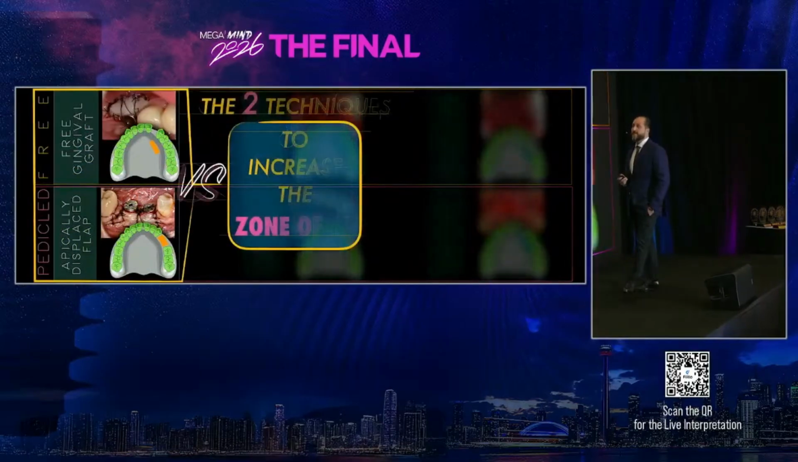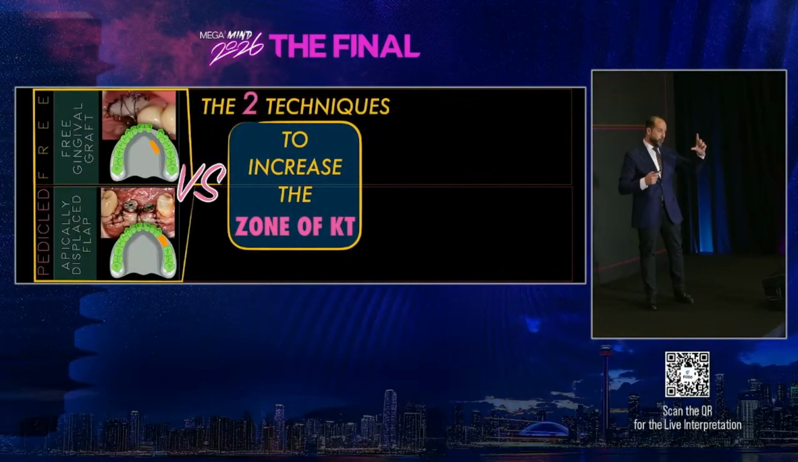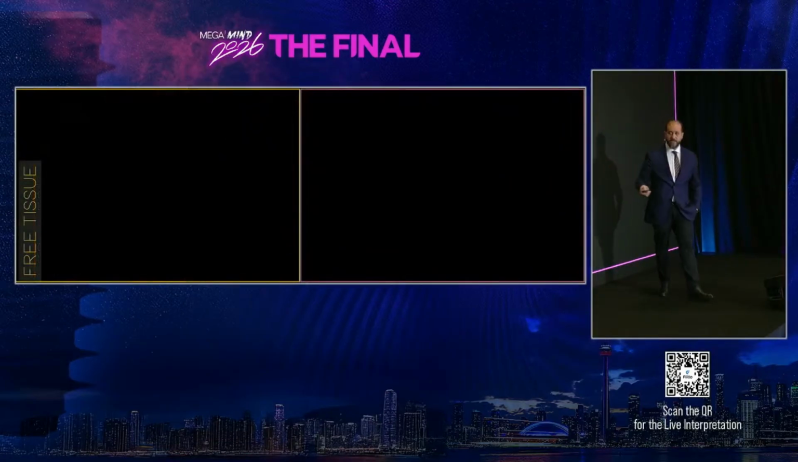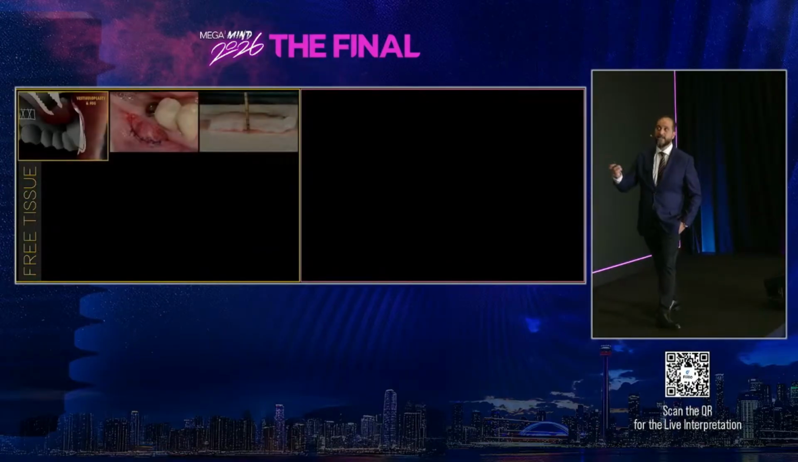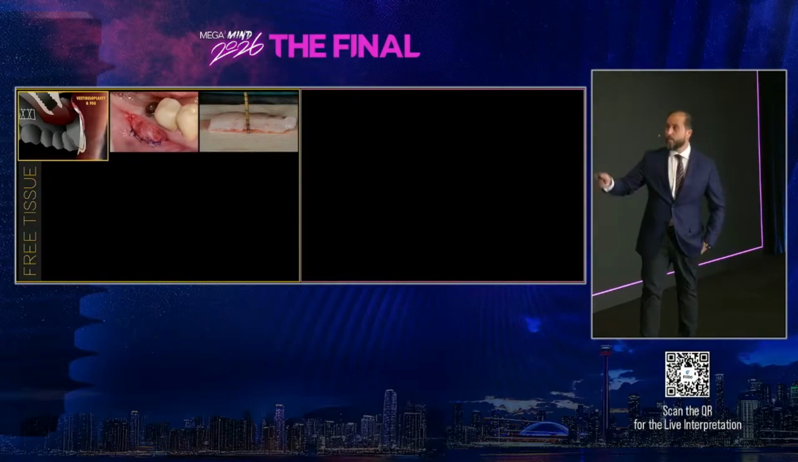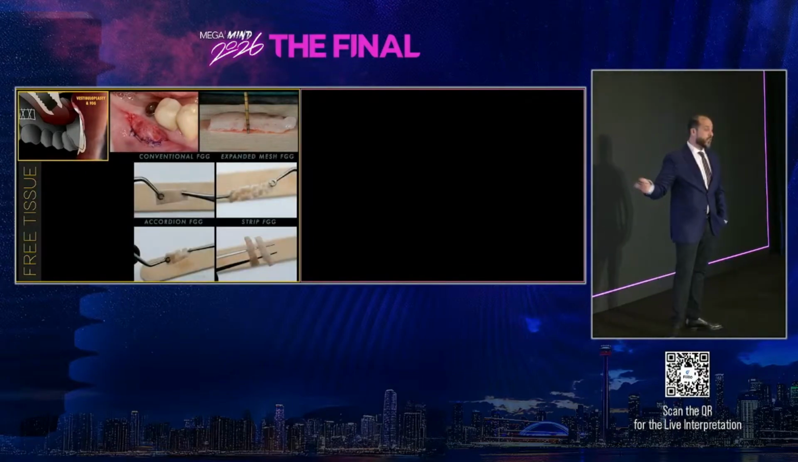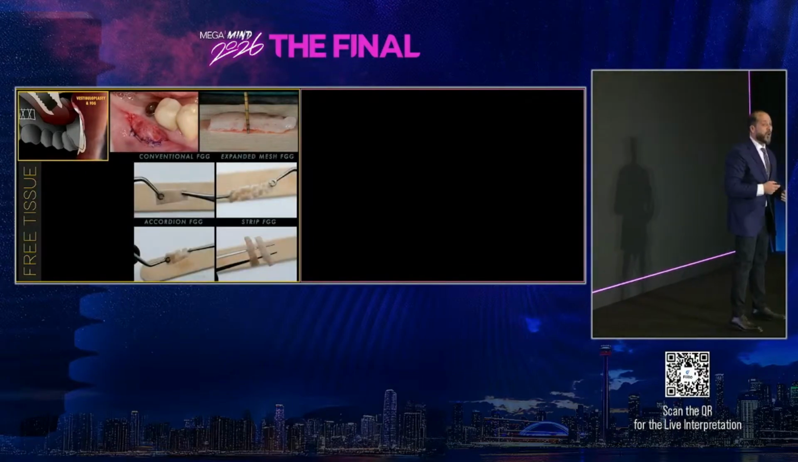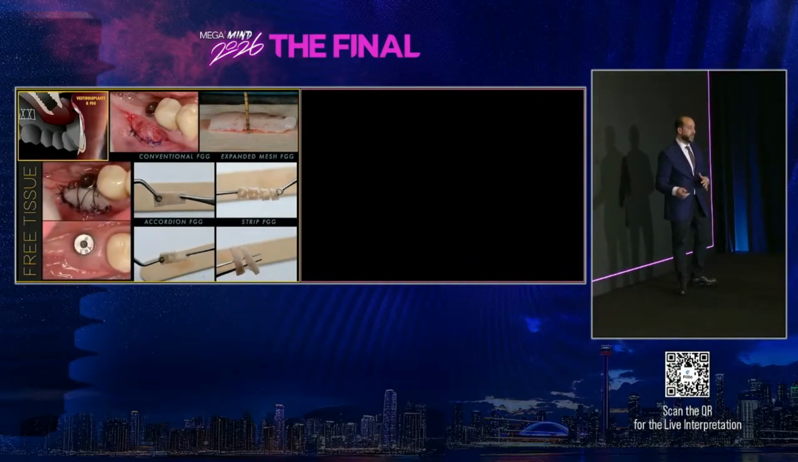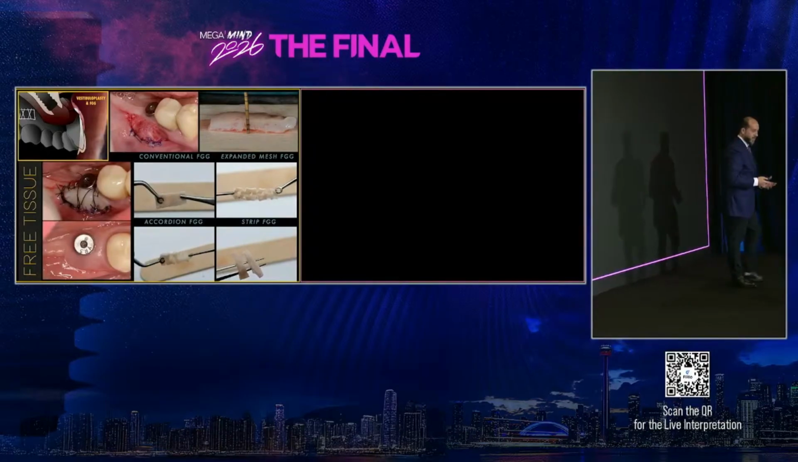So let's start with the first two techniques, to increase only the zone of the keratinized tissue. The very famous free grafting technique that we do to increase the zone of the keratinized tissue is the free gingival graft, where we start with some vestibuloplasty, and then we harvest the graft, manipulate the tissue according to the extent of the defect, and stabilize it at the recipient site, increasing the zone of the keratinized tissue.